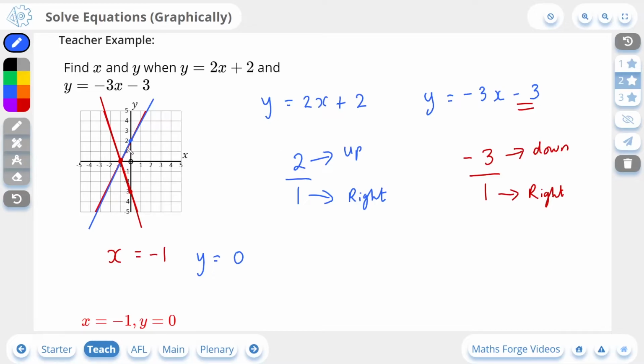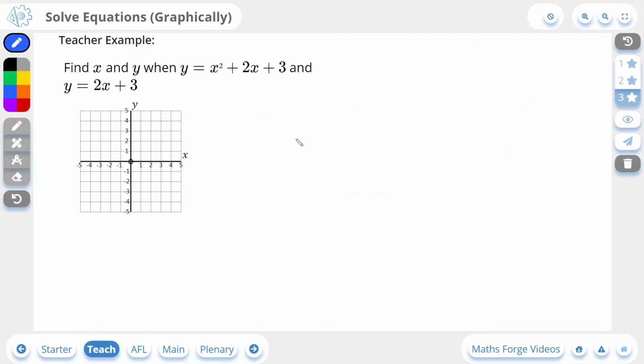Now, you didn't have to draw the graphs in this way. You could have drawn a table to find the x and y value pair coordinates and then plot them out that way. But I prefer to do it this way on this occasion. Now we'll do a 3-star example. Here we're being asked to find x and y when this quadratic and this linear equation is drawn graphically.